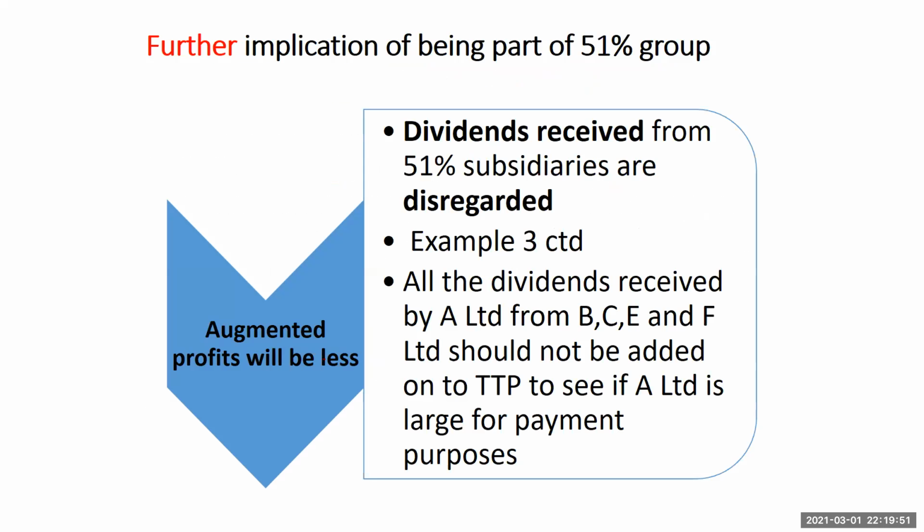Now, further implications of being part of a 51% group. Like we said, dividends received from within the group are disregarded. We are continuing example 3. So all the dividends received by A Limited from B, C, E, and F should not be added to the TTP if A Limited is large for payment purposes. That's it.